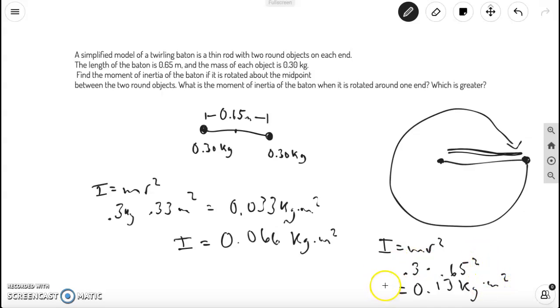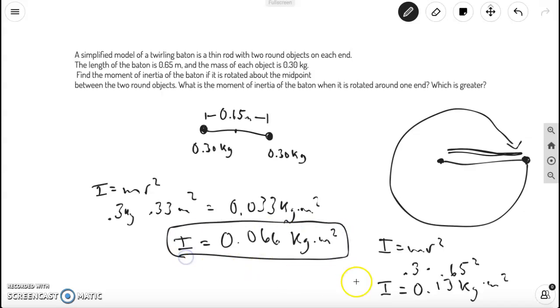Okay? And then the last thing is, which is greater? If we're spinning it about the middle, this is the moment of inertia. If we're spinning it about the end, this is the moment of inertia. So which one is less likely to spin? Which one's going to be harder to rotate? And the answer would be the longer one: spinning it from the end would be harder to get started spinning. It would take more effort.